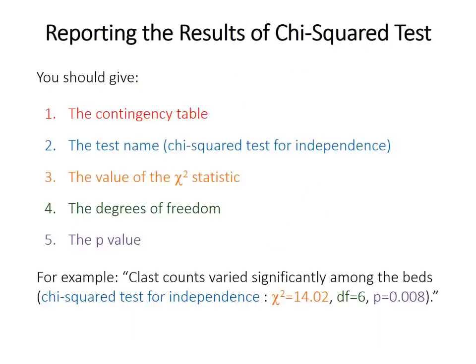So when reporting the results, you should give the contingency table itself, the test name, in this case chi-squared test for independence, the value of the chi-squared statistic, the degrees of freedom, and the p-value. You can phrase your results in terms of a significant difference or a lack of a significant difference in the counts or the abundances of the categories among the samples.